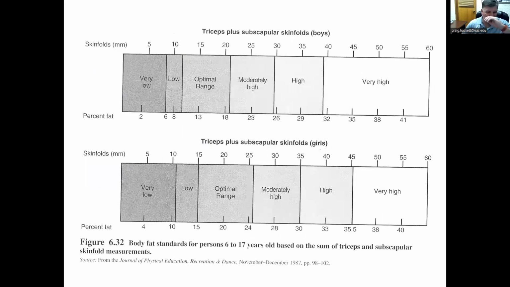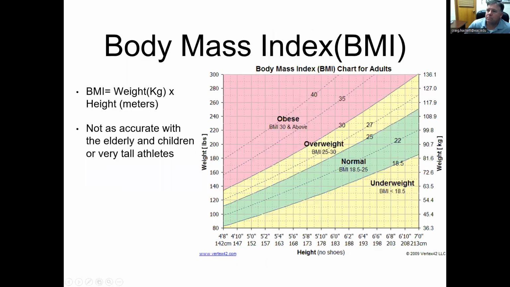This is another way that you can look at it for calculation or for reference sake. Once again, millimeters up here at the top. Instead of just numbers, they give you words as well. So very high percent body fat, optimal range body fat. So there's different ways you can present the information.